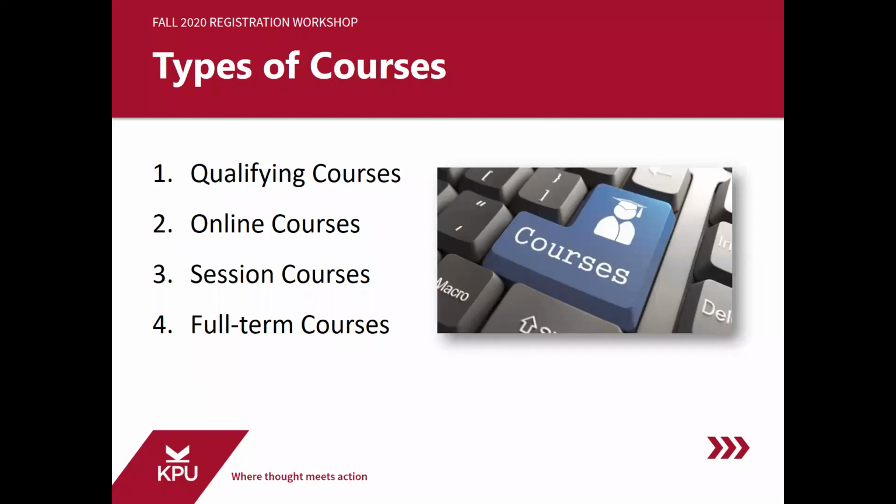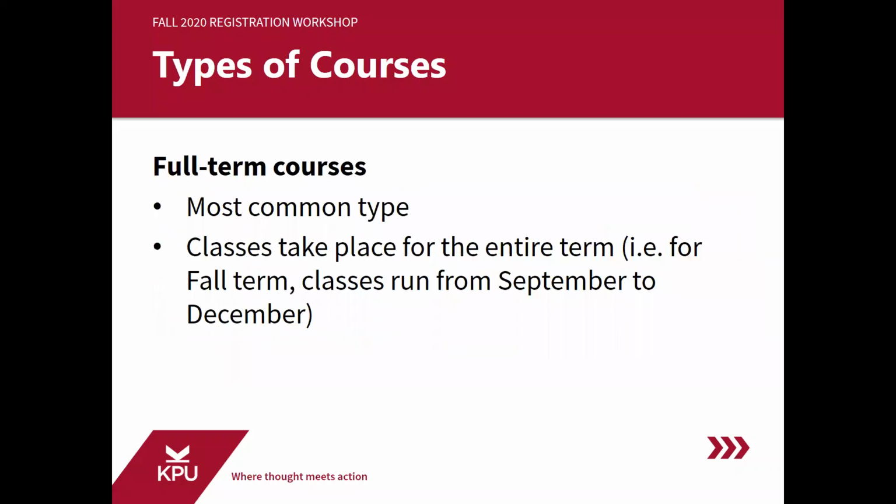So the other type of courses that we have are full-term courses. So these courses start in September and end in December. Full-term courses are most common. So it takes the whole term to complete. So let's say, for example, for the fall, it starts in September and ends in December.